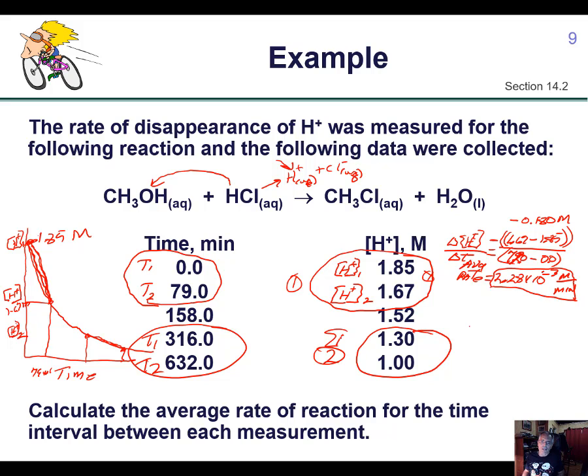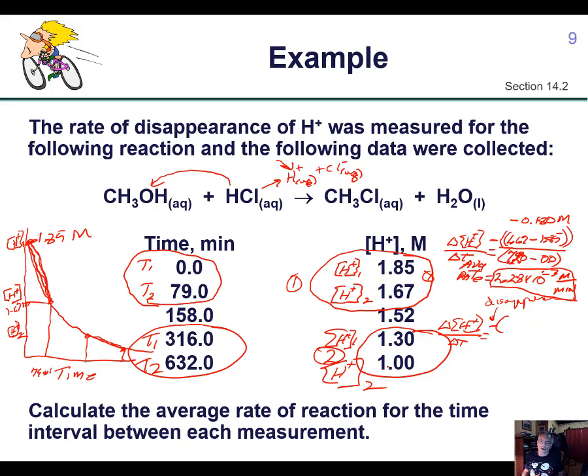1.30. That's going to be the concentration of H plus at time 1. 1 molar will be the concentration of H plus at time 2. We're going to do exactly the same thing, the change in concentration of H plus with respect to the change in time. This is the disappearance of a reactant, so we have a minus sign. Remember, all that minus sign means is reactants disappear.